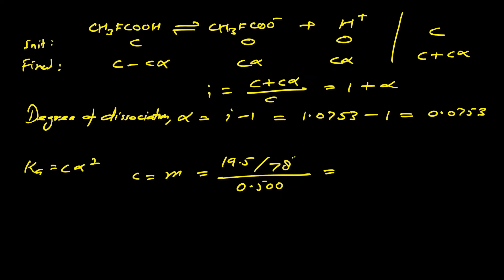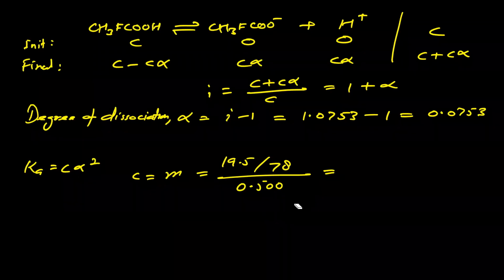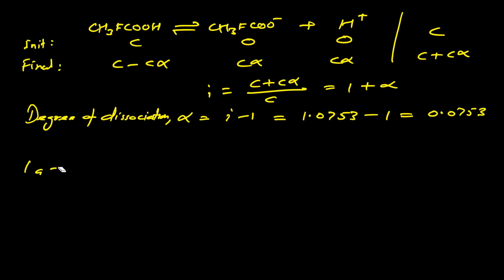Number of moles is given mass divided by molar mass, divided by mass of water in kilograms, and I'm just doing the calculation. Give me a few seconds. 19.5 divided by 78 divided by 0.5. It is giving me exactly 0.5. If that is so, very good. I'm writing C as 0.5. We have calculated.